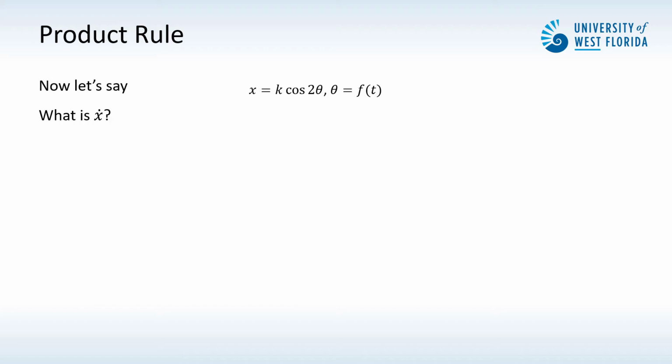Let's do another one. Let's say that x is k cosine 2 theta, where k is a constant but theta is a function of time. What is x dot? X dot is dx dt, but it might help to apply an expanded version of the chain rule here, where we'll take the derivative of x with respect to the angle 2 theta, then take the derivative of the angle with respect to theta, then take the derivative of theta with respect to time.